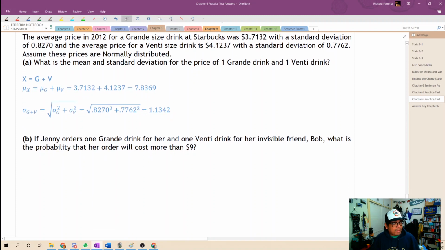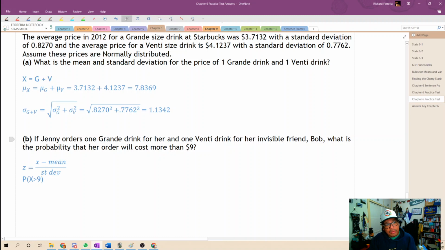And finally, for this video, we have Jenny ordering one grande drink for her and one venti drink for her invisible friend Bob. What's the probability that her order will cost more than $9? And this is another normal distribution because we're adding two distributions that are both normal. So a normal distribution plus another normal distribution is in fact a normal distribution. So we want to find the probability that x is greater than 9, and I don't feel bad about using x because I've already defined that x is g plus v. So if I have that written on my paper, I can use x.